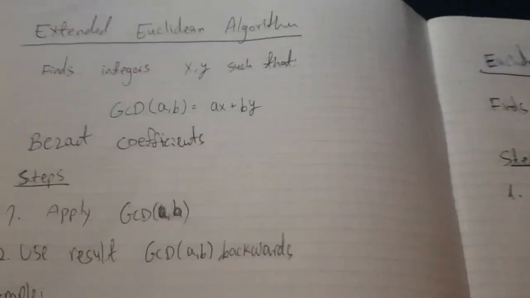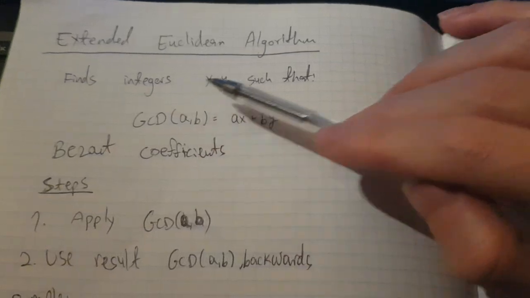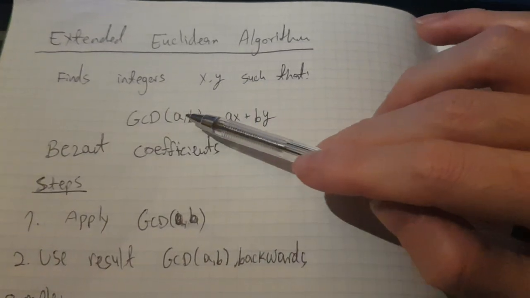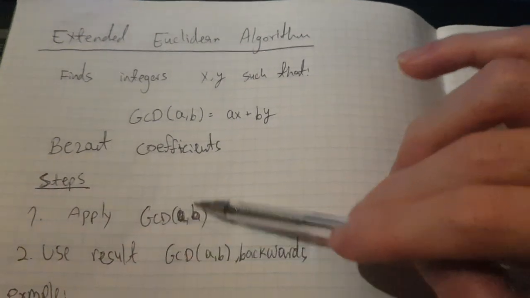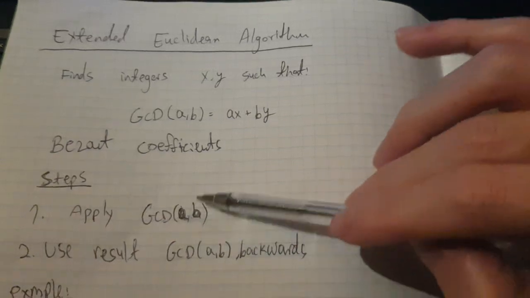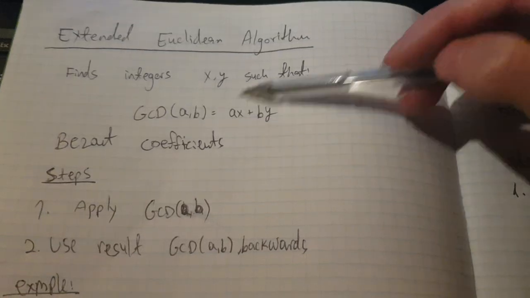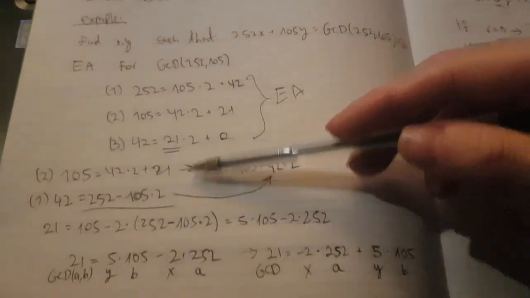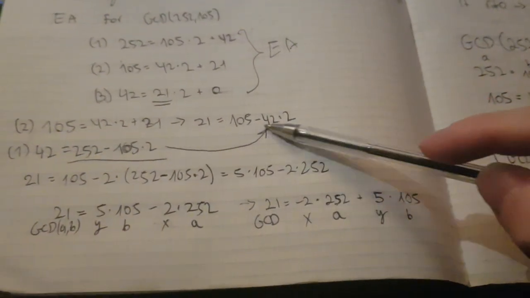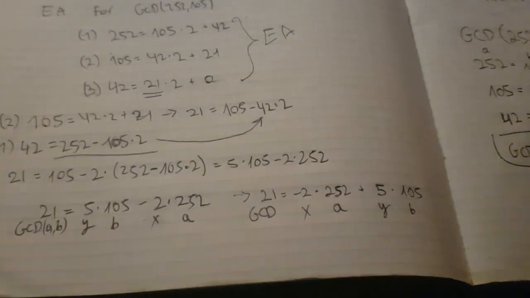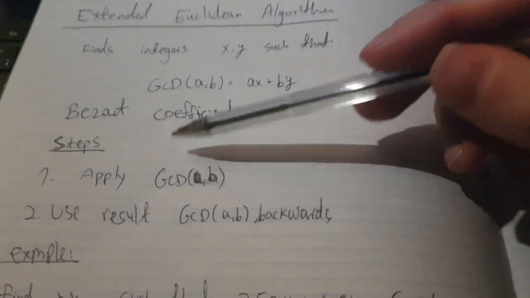So this is what the extended Euclidean algorithm did. We want to find coefficients such that the GCD of A and B equals AX plus BY. So we did the GCD, we got this value, and we used all the process here to go backwards to get the coefficients as we wanted. In this example, we isolated the GCD and we replaced all the things in the equations by coefficients and A and B, and this is how we represented the GCD using our A and B and got this.